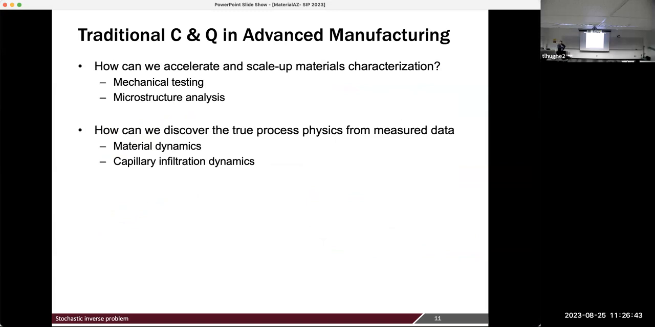Okay, any questions so far? Yes. Can you say the difference between additive and subtractive manufacturing?